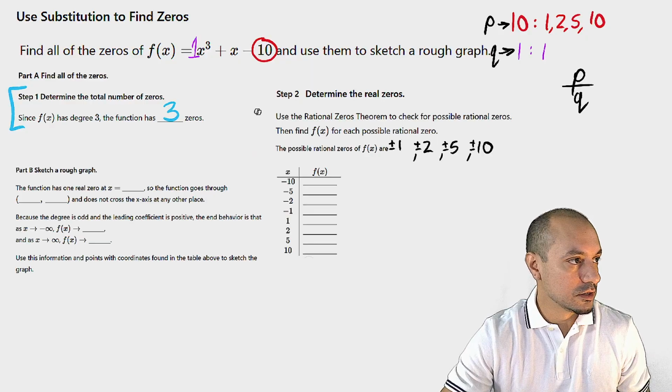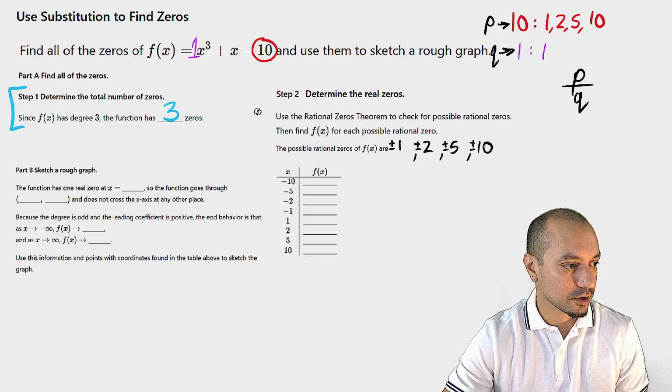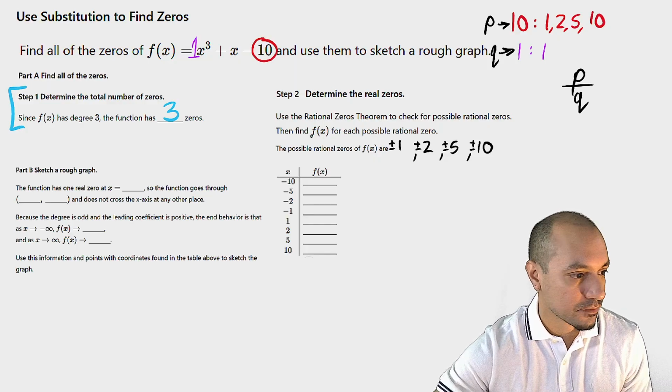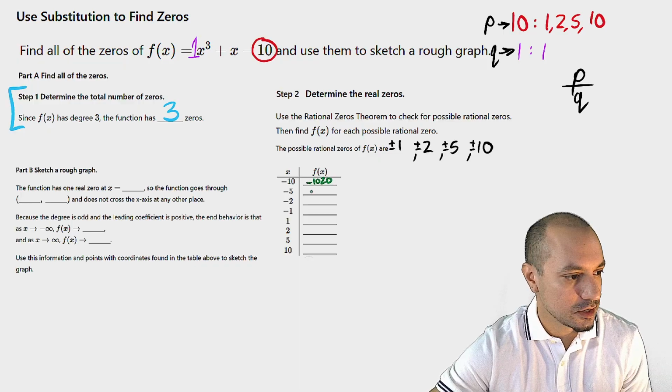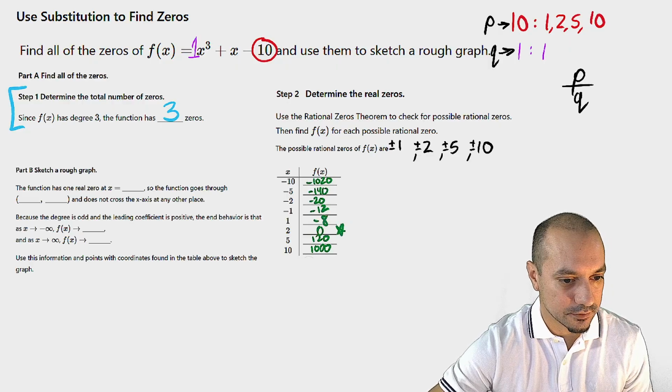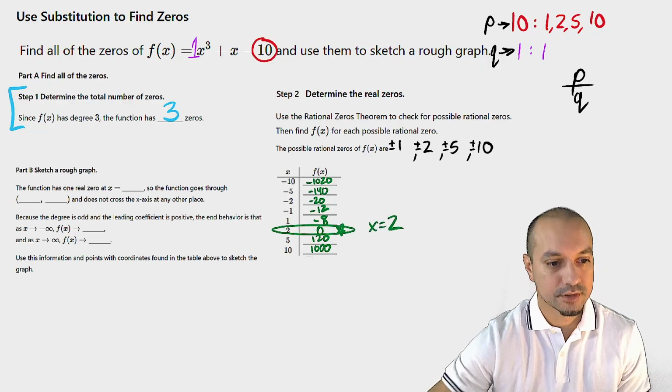So using my Desmos calculator, let me go ahead and record the values I found. Negative 1000, negative 140, 20, 12,000. Zero. Here's a root that actually worked. Right here, I found one that actually worked. So x equals 2 works.